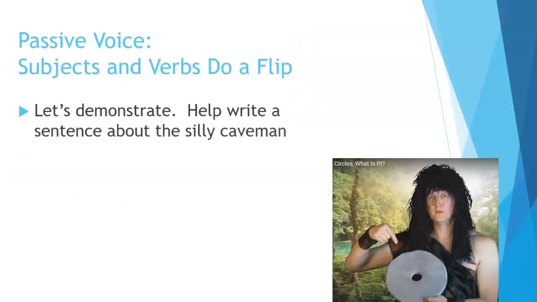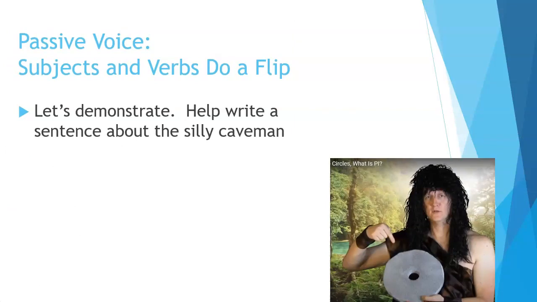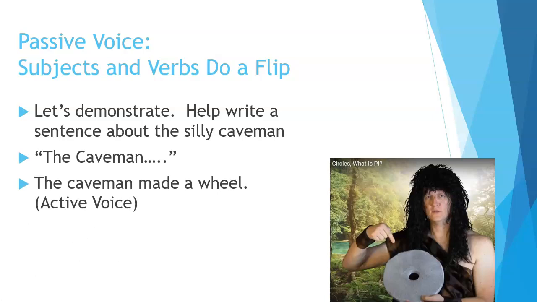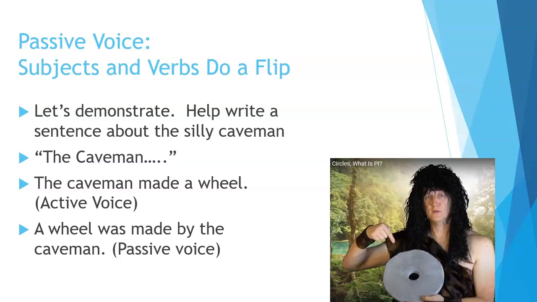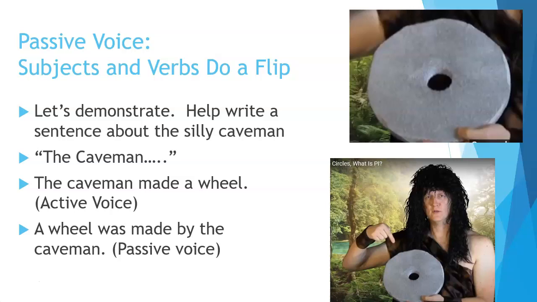Let's try that again. Help me write a sentence about the silly caveman from the video. Start with the caveman. The caveman made a wheel. That's active voice. But if we flip and we put the wheel at the front of the sentence and the caveman kind of at the end, and look, we have a wheel was made by the caveman. Passive voice. That sentence is in passive voice. And the focus is on the wheel made by the caveman.